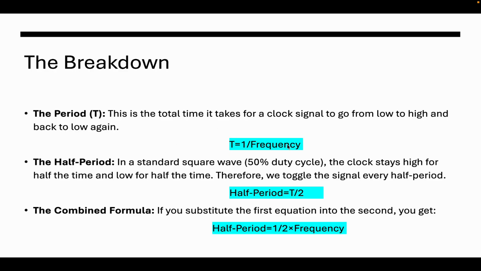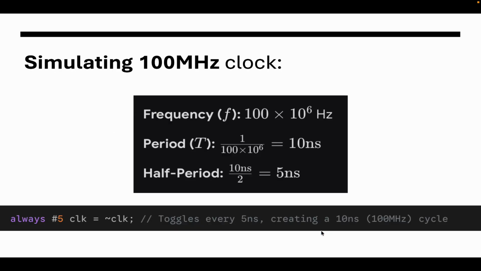So combining these two formulas, the half period formula and the period formula, we get the combined formula. The formula for half period becomes 1 by 2 times the frequency. Let us see different examples.